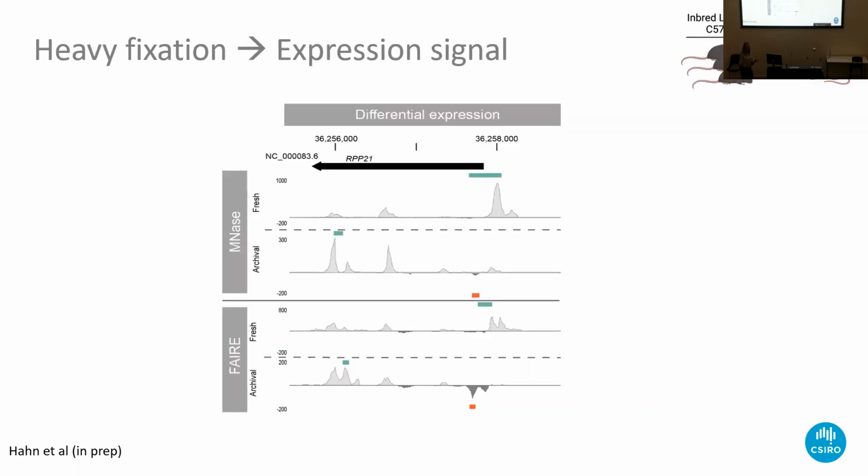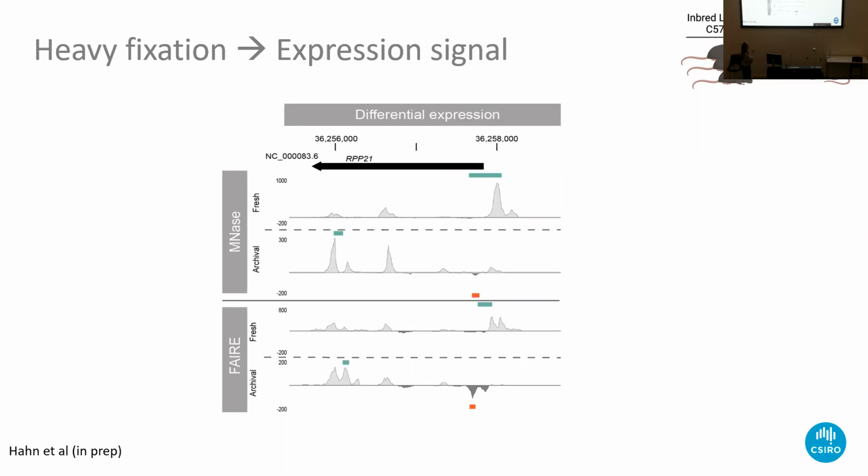Now, can we get information about gene expression from these? Because that's ultimately what we want. And here we took advantage of having sampled two different populations. Ideally, these have undergone different environments. These were out in the bush and these ones were in a lab. We did RNA-seq analysis to assess how the genes were expressed differently in the fresh tissue. And then we compared the signals from the fresh and archival MNase and FAIRE treatments between these individuals to see how those signals change.